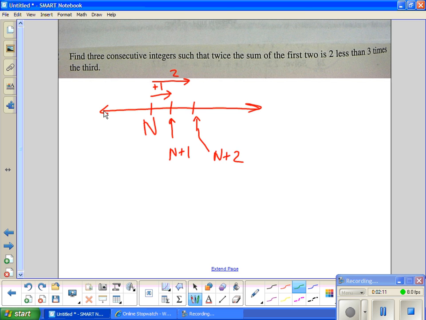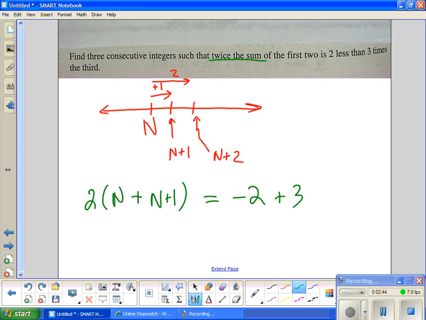All right. So everybody, what's the first number on this number line? N. What's the second number? N plus 1. And what's the third? N plus 2. All right, so here we go. Find 3 consecutive integers such that twice the sum of the first 2, so n and n plus 1, is 2 less than 3 times the third. Twice the sum is 2 times the sum. How do we write 2 less? It's negative 2.